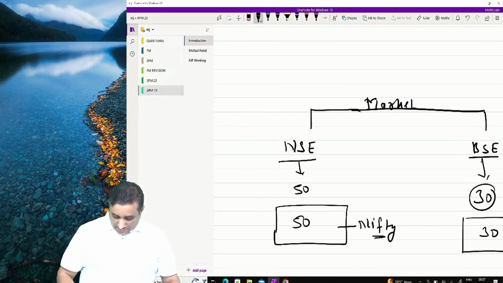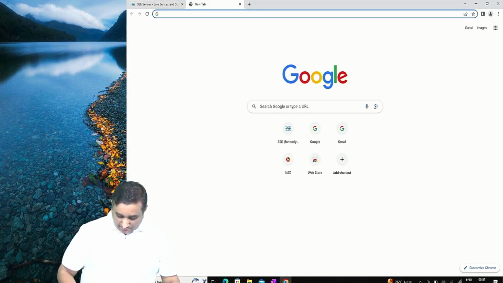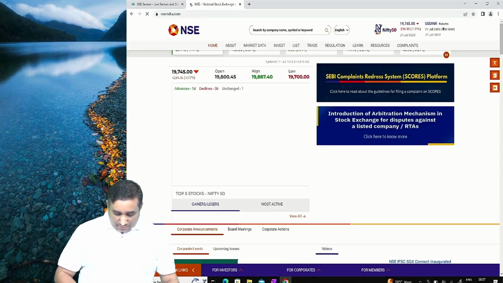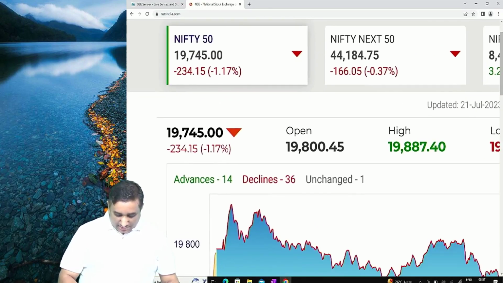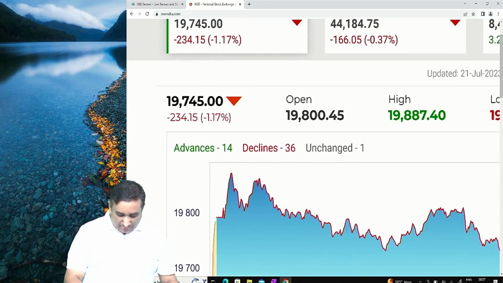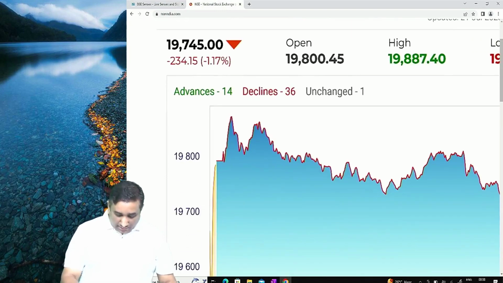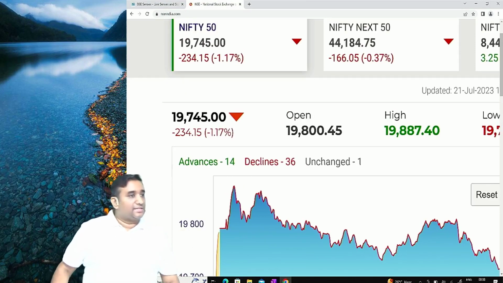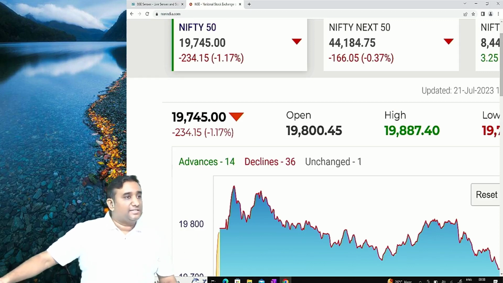If I try to see the NSE website, that's the National Stock Exchange, NSE India. This is NSE. The NSE also went down. If you look at the percentage terms, they should be almost the same, 1.31 and 1.17. It also went down, but the base NSE Nifty value is 19,745. Sensex was how much? 66,000. Sensex is one of the oldest stock exchanges in Asia itself. The base year was 1979. That means 100 rupees of 1979 today are how much? 66,000.